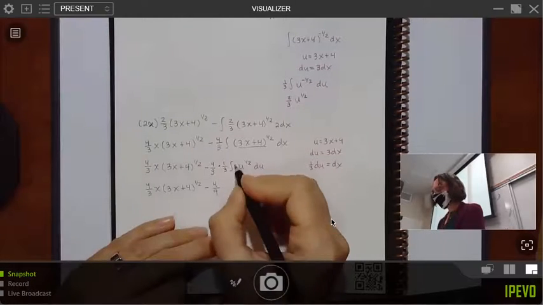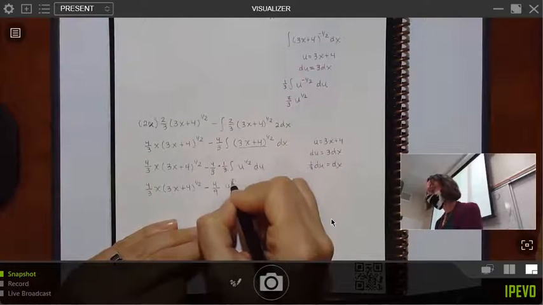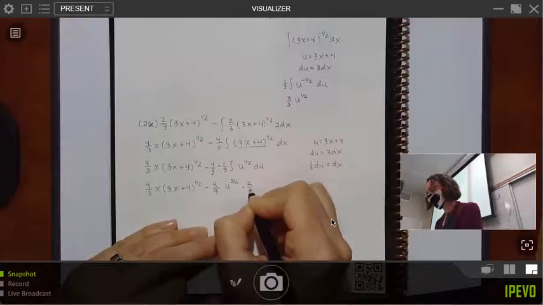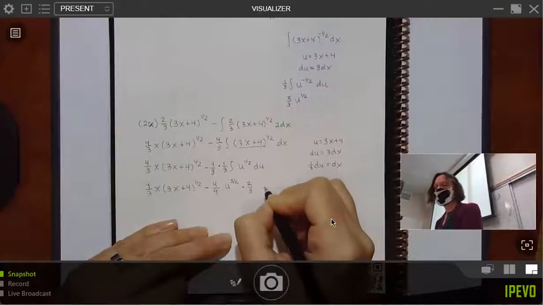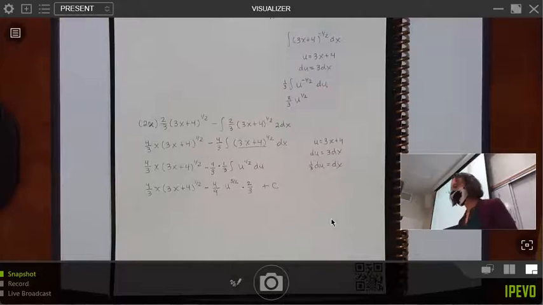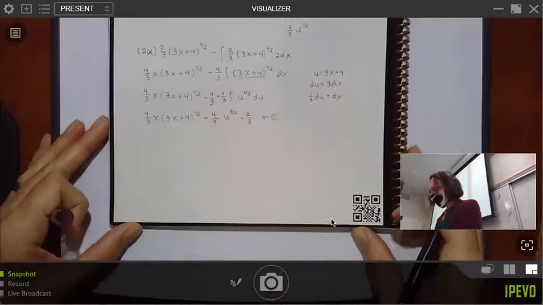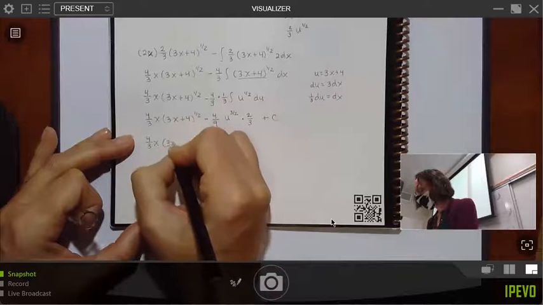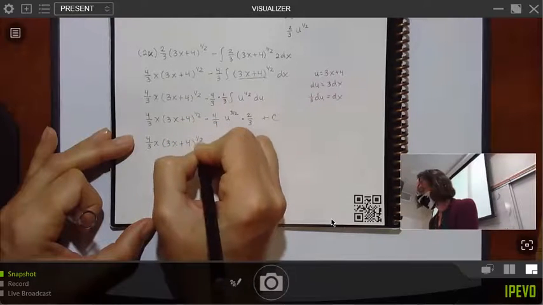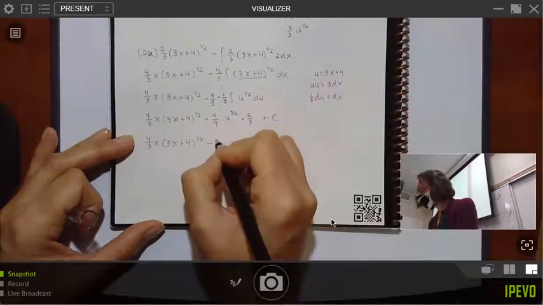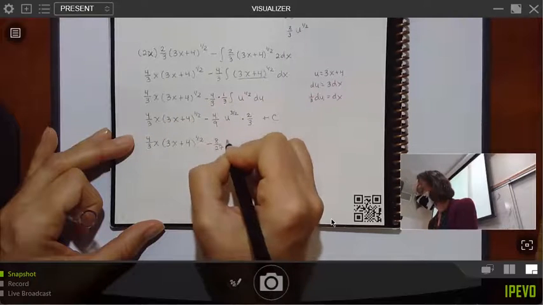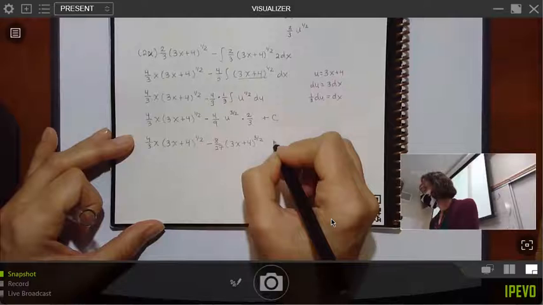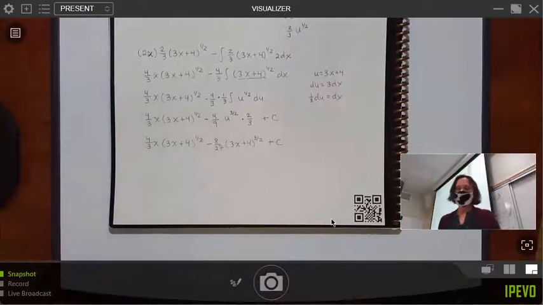When I integrate u to the 1/2, I'll have u to the 3/2. But dividing by 3/2 is the same as multiplying by 2/3. I'll go ahead and give myself a plus c before I forget. And that's going to mean I'm looking at 4/3 x times 3x plus 4 to the 1/2 power minus 8/27 of 3x plus 4 to the 3/2 power plus a constant.